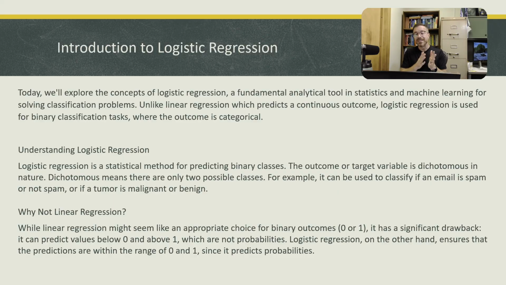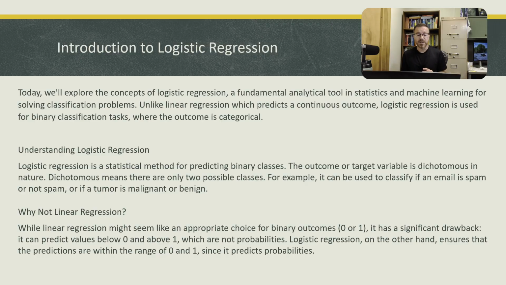Logistic regression is a statistical method for predicting binary classes. The outcome or target variable is dichotomous in nature. This means there are only two possible classes. For example, it can be used to classify if an email is spam or not spam. Or the example they use whenever you're learning about machine learning is spam or ham. Or if you have a tumor that is either malignant or benign.